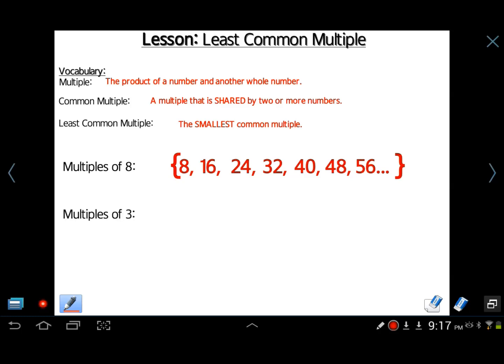Multiples of 3, same thing. Start with our first multiple of 3, which is 3 times 1. 3, 6, 9, 12, 15, 18, 21, forever. They just keep going and going. As long as you keep going up by 3, you're doing multiples of 3. But they go on forever.